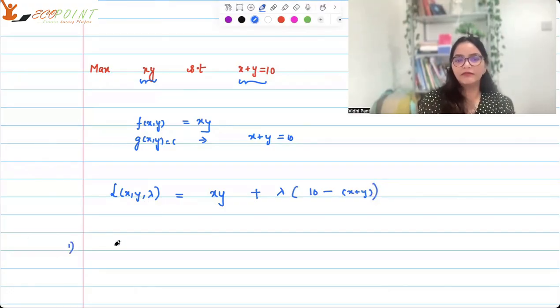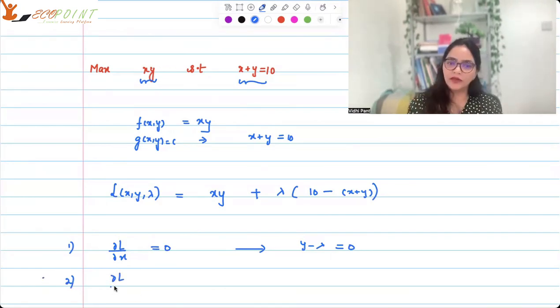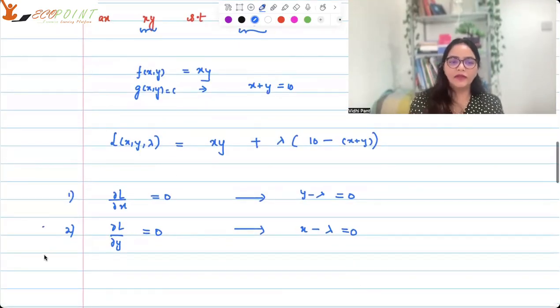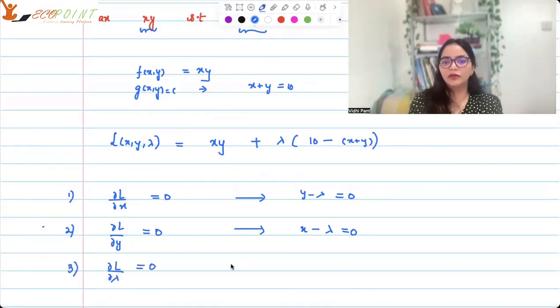The first step, del L by del x equals 0, and that will give you y minus lambda equals 0. Second step, we will differentiate with respect to y, put it equal to 0. When you partially differentiate with respect to y, you will just have x, and from here you will have minus lambda equals 0. And then when you differentiate with respect to lambda and put it equal to 0, you will figure out that 10 minus (x plus y) is equal to 0.